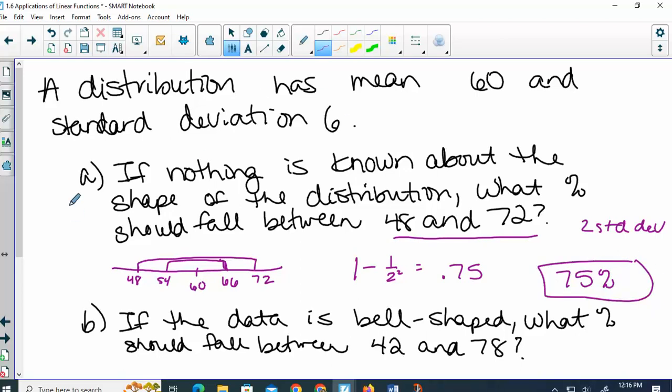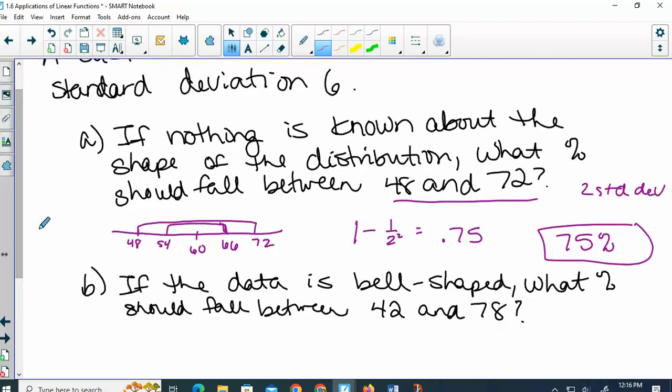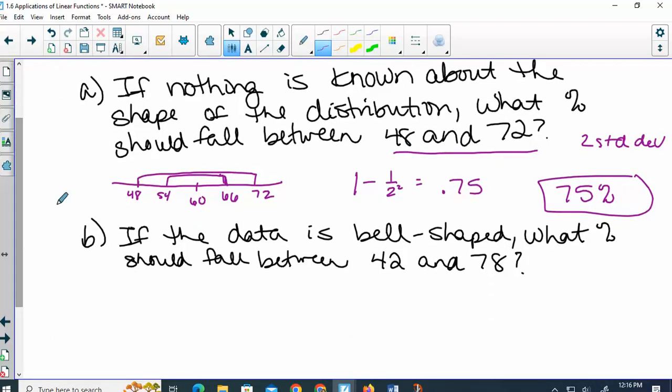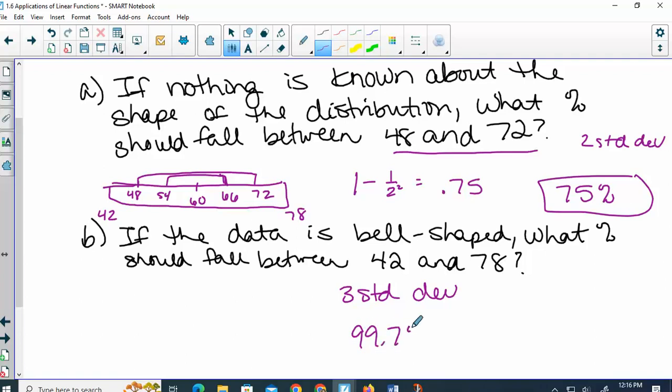All right, if I know my data is bell-shaped, what rule do we use? Empirical rule. Okay, 42 and 78. So I'm not there yet. I have to go another standard deviation. If I keep adding and subtracting 6, this would take me down to 42 and 78. So I'm talking about 3 standard deviations. According to the empirical rule, how much of the data should fall within 3 standard deviations? 99.7. So empirical rule if it's bell-shaped, Chebyshev's if it's not.